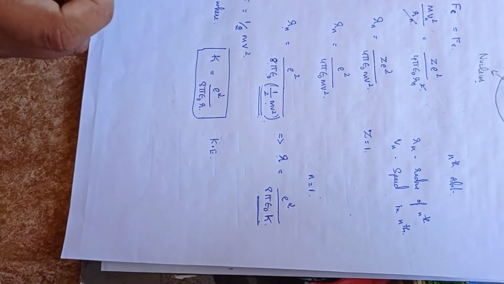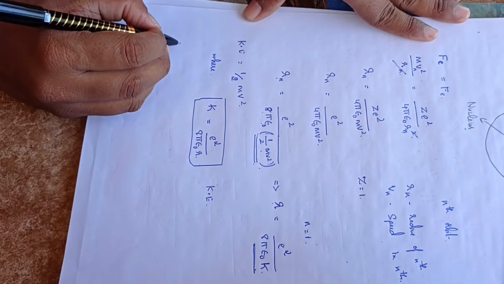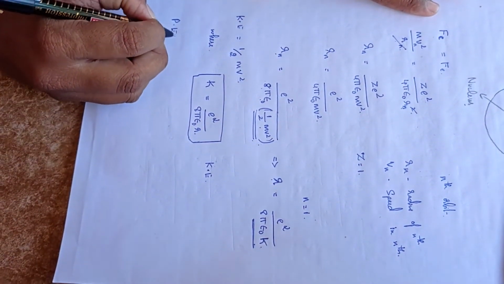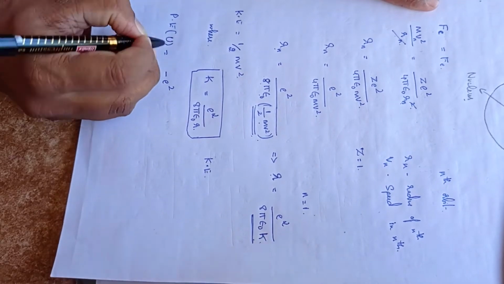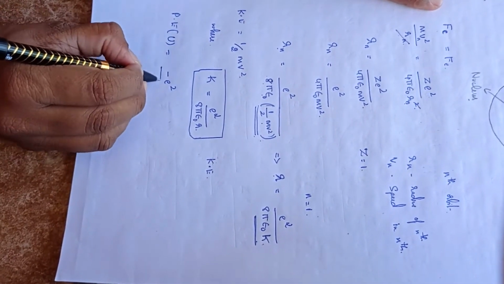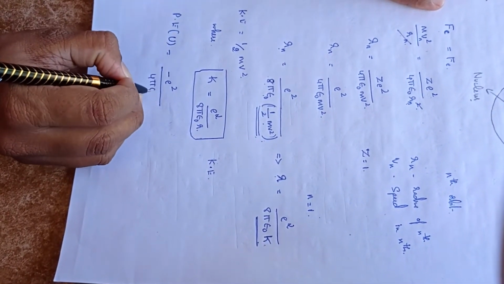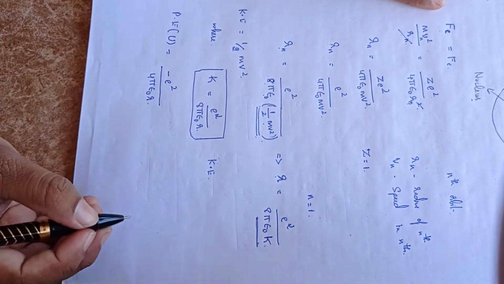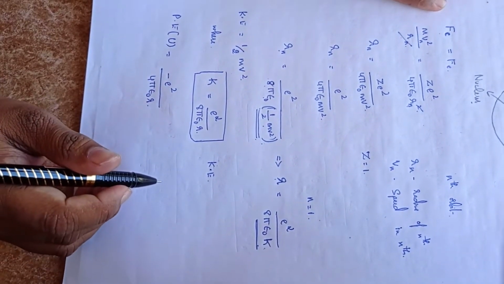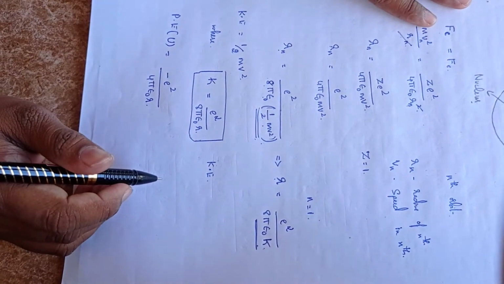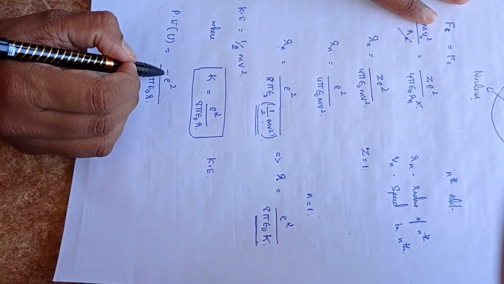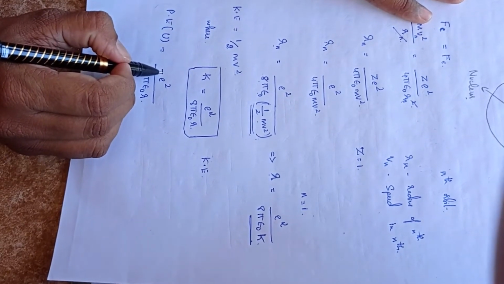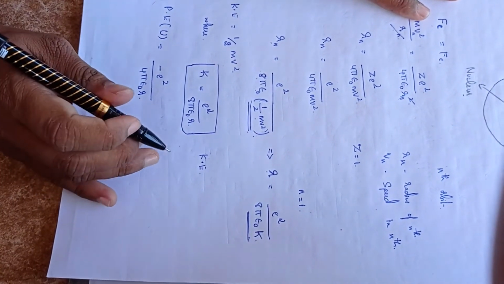Now what about potential energy? Potential energy, denoted by U, is given by minus e square by 4 pi epsilon naught r. Now we need the total energy. Here for potential energy, this negative sign indicates that the electrostatic force is in the opposite direction.